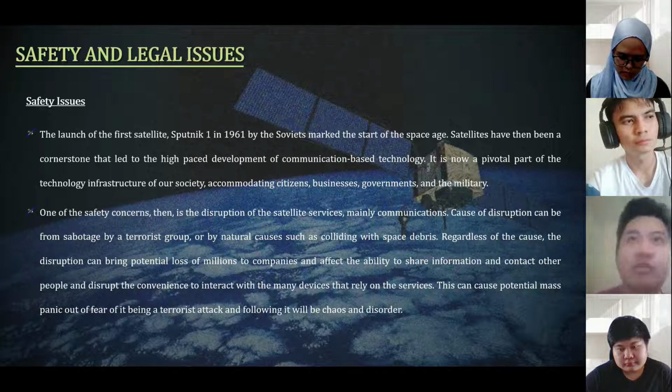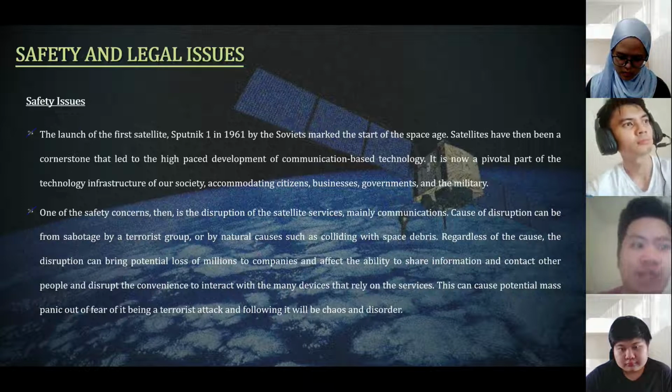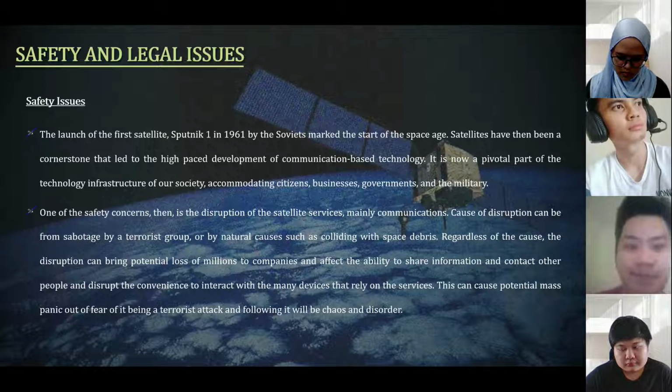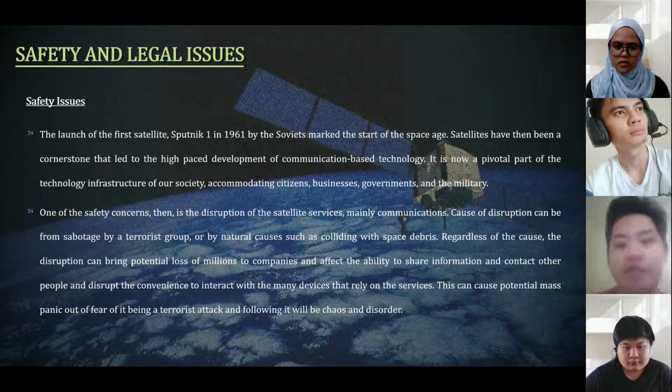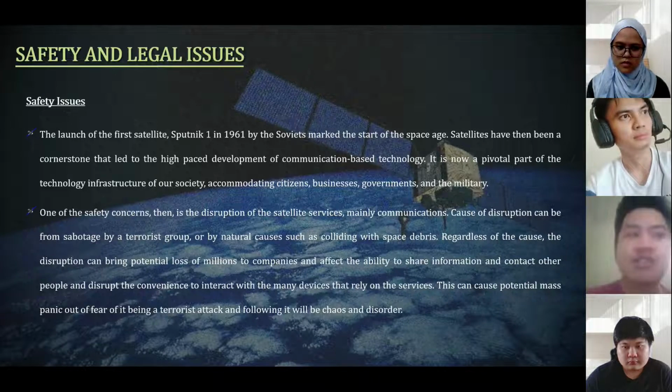Since we live in a society where our mobile devices can interact with other devices, such as buying a train ticket, for example, this can cause potential mass panic out of fear of it being a terrorist attack, and following it will be chaos and disorder. It will be hard for the government to calm down people because the communication services are temporarily down.